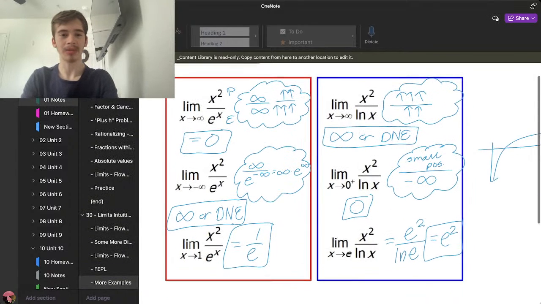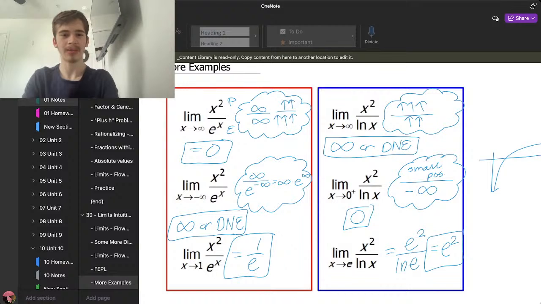It comes up sometimes. So here you can see x squared increases slower than e to the x, because this is the P in FEPL and this E is higher, so it increases faster, so the limit will be 0. For negative infinity, this one will be DNE because it's infinity times e to the infinity, which is just DNE.